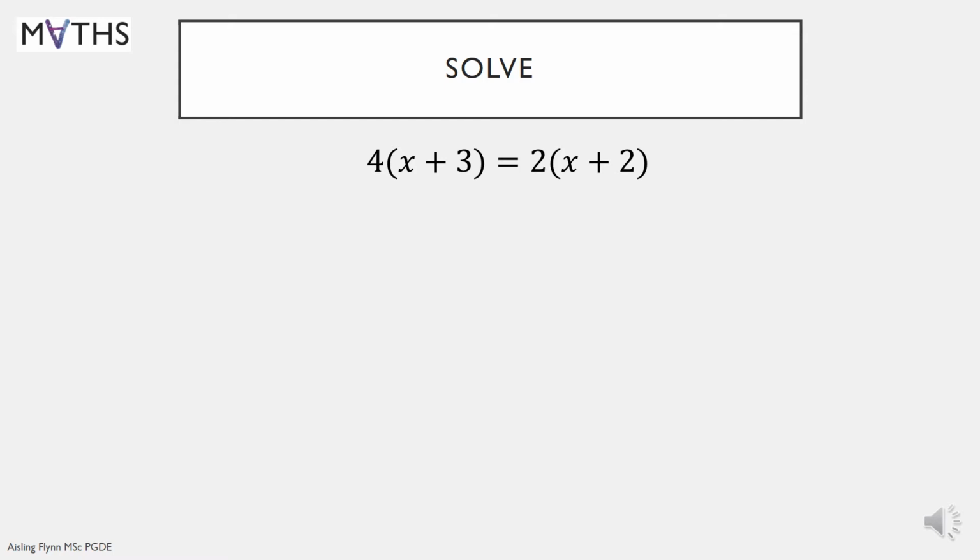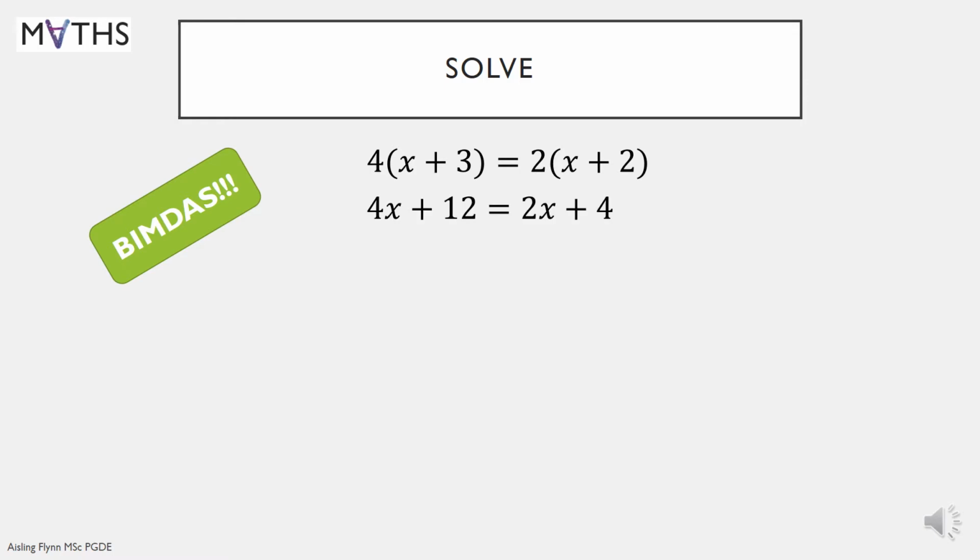So solve this. As you can see in this one here, we have brackets. And in algebra, a number beside brackets means multiply. Remember also that your rule of BIDMAS that we learned with integers also applies in algebra. So we're going to first remove those brackets by multiplying. So 4 times x is 4x and 4 3s are 12, that's the left, and 2 times x is 2x plus 2 2s are 4.